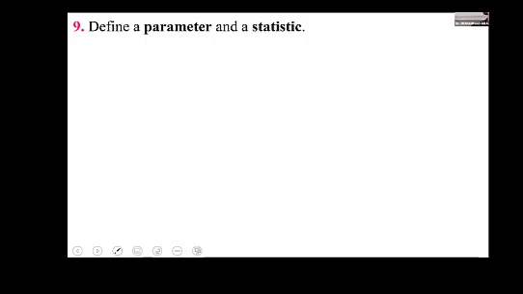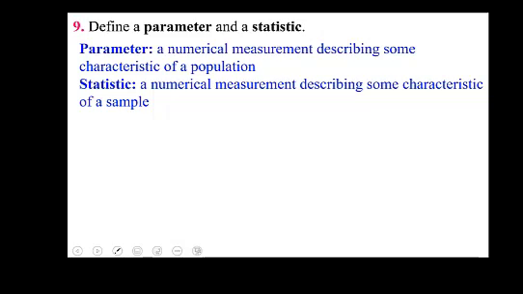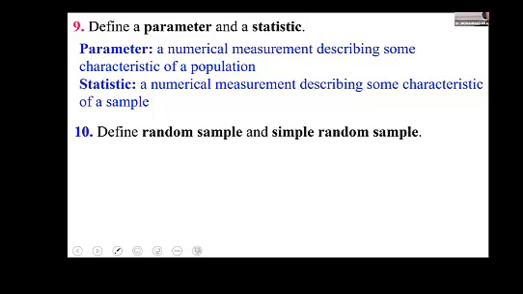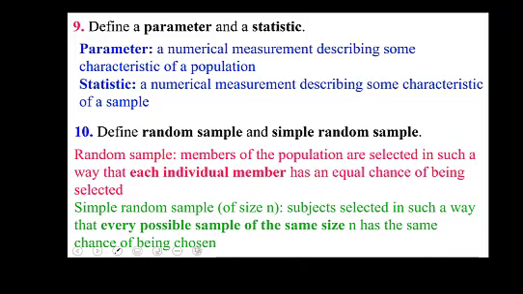Define a parameter and a statistic. A parameter is a numerical measurement describing some characteristic of a population, while a statistic is a numerical measurement describing some characteristic of a sample. Define random sample and simple random sample. Random sample: members of the population are selected in such a way that each individual member has an equal chance of being selected. Simple random sample: subjects are selected in such a way that every possible sample of the same size n has the same chance of being chosen.